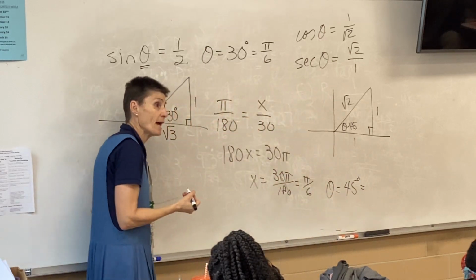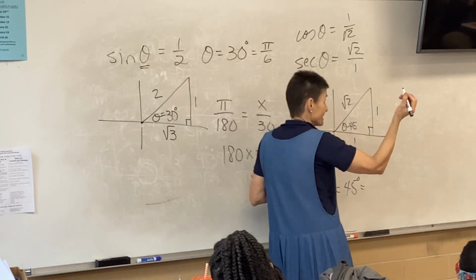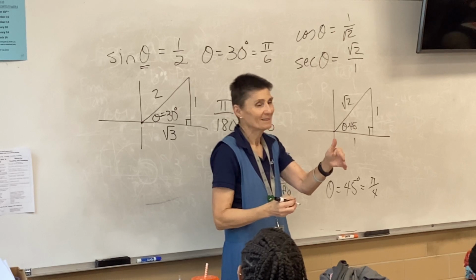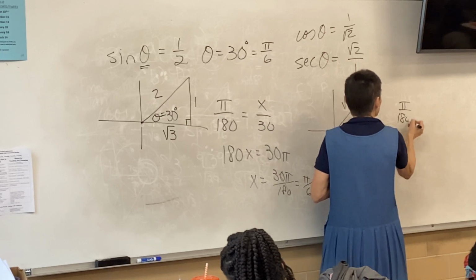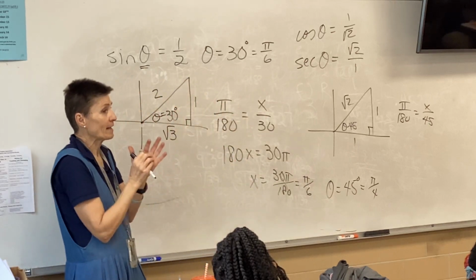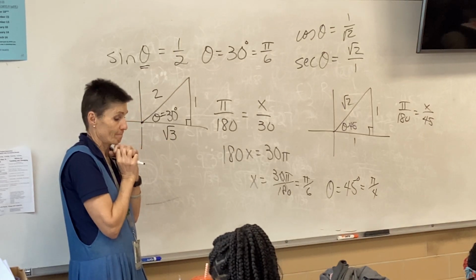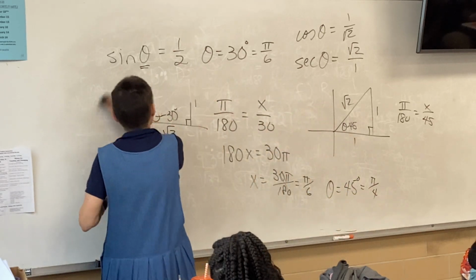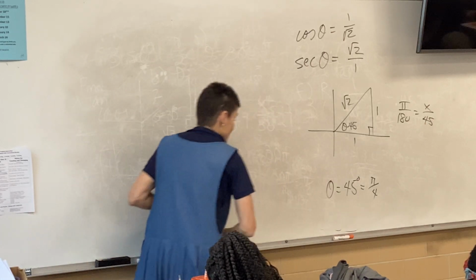Now we need to change that to radians. Somebody said it, it's pi over 4, because 45 is a fourth of 180. But if you don't get that, it's fine. You can always do pi over 180 equals x over 45 and work it out. But with these special angles, they're all going to be simple fractions of pi. All right, try the next one. See if you can draw a picture, label the triangle, and maybe even answer it.